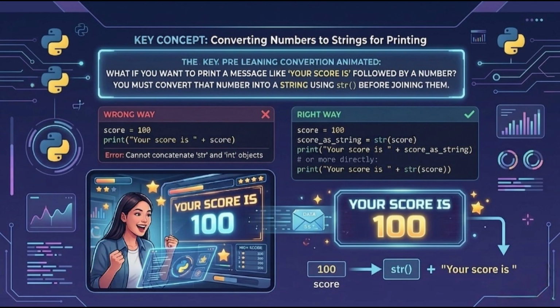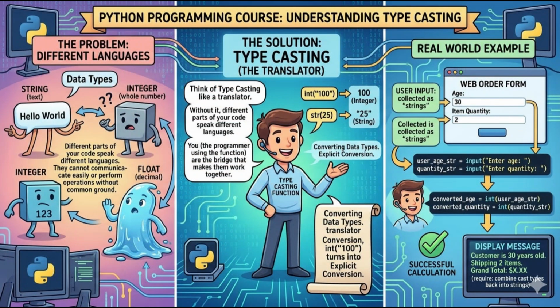What if you want to print a message like "your score is" followed by a number? You must convert that number into a string using str before joining them. Think of typecasting like a translator. Without it, different parts of your code speak different languages. You are the bridge that makes them work together.